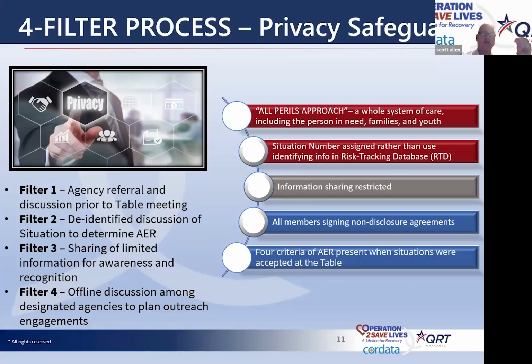You identify an individual or family that your team or agency has been working with, but they just keep on slipping through the cracks. And you don't have the capacity alone to provide the resources they need. So you're going to bring that situation forward at a filter 2 situation presentation. That happens at the table.